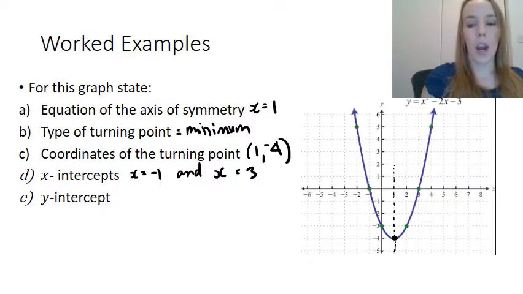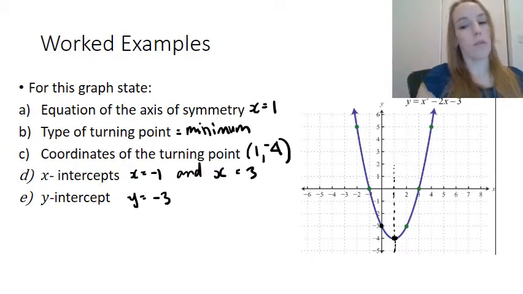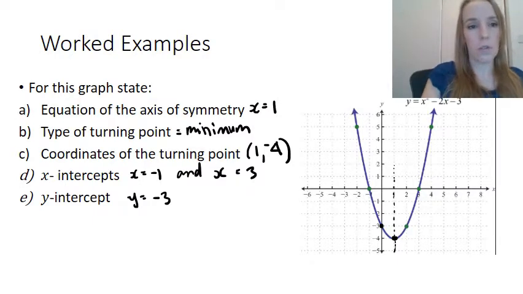Okay, so next is our y-intercept. Where does it cut the y-axis? Well, if we look here, it cuts the y-axis at -3. And from there, we've just identified all those features. You can get them just by looking at the graph.